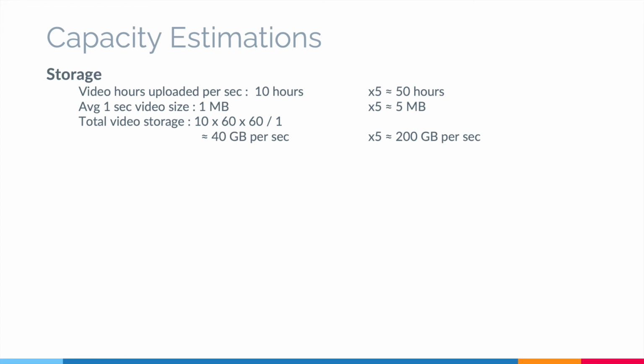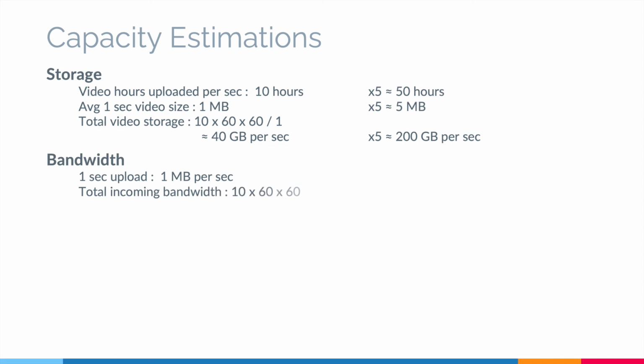And lastly, let's think around the network bandwidth we need to scale this for. Since every second we assumed 1 MB upload per video, the total incoming bandwidth would be total video hours at seconds level. This comes out to be 36 GB per second. To handle spikes, we multiply this by 5 to handle 180 GBs per second.